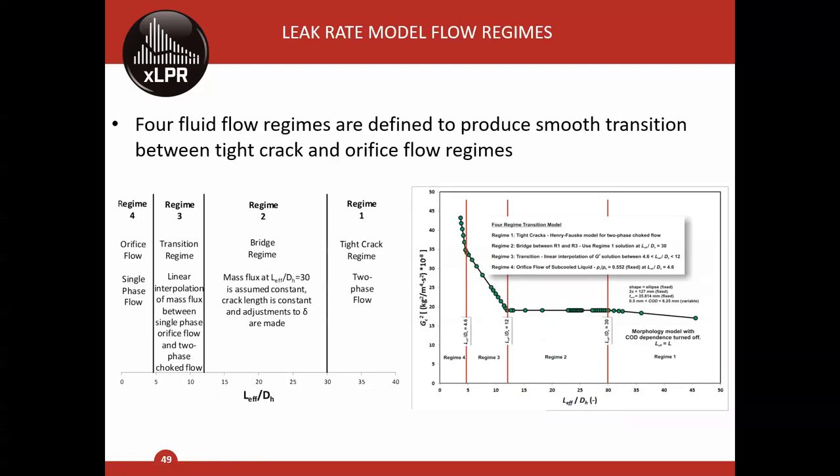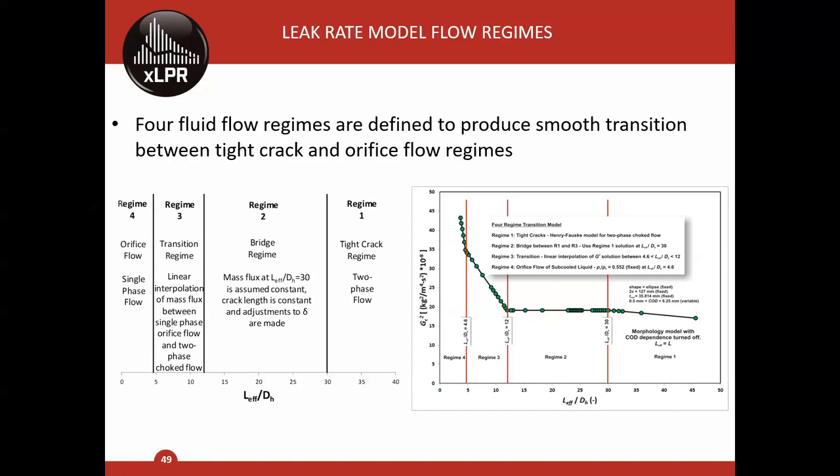Four fluid flow regimes are implemented in LEAPOR to produce a smooth transition in the calculated flow rate between the single phase orifice flow for subcooled liquids and the Henry-Fauske model for two-phase choke flow in a tight crack regime. These flow regimes are all a function of the flow path length to hydraulic diameter ratio. In addition to the two-phase flow regime, which is regime one, and the orifice flow regime, which is regime four, two intermediate regimes are included.